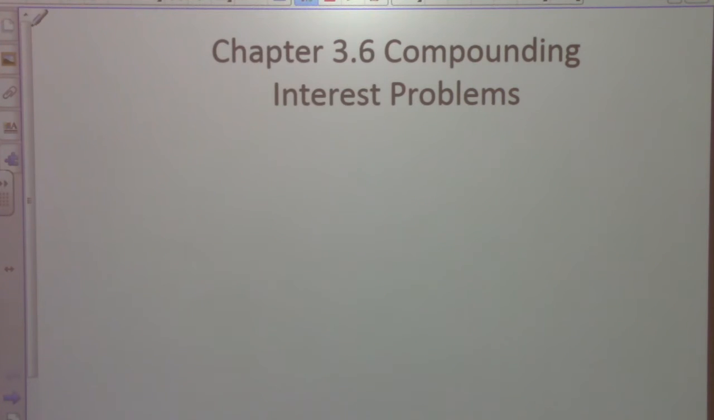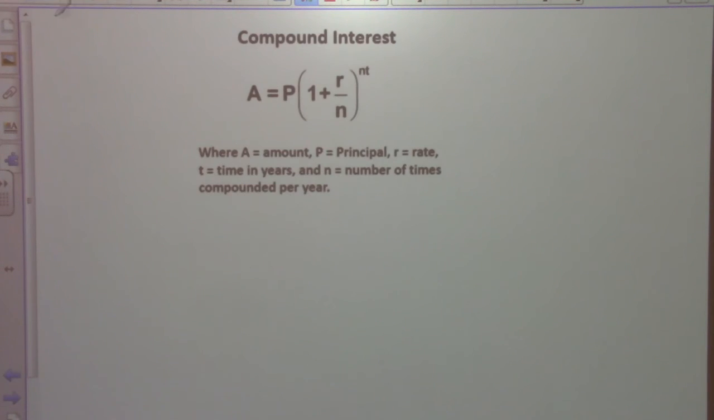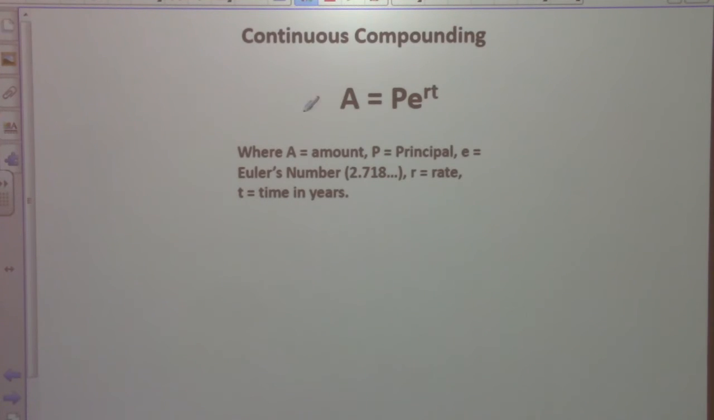Okay, so I've handed out the compounding interest problems sheet, and we probably aren't going to go over all of these today, so we'll probably finish this tomorrow. We'll just get started on this today. Basically, on the sheet itself, they're compounding interest problems, but I also added this continuous compounding formula to it, because we're going to compare and contrast periodic compounding versus continuous compounding.